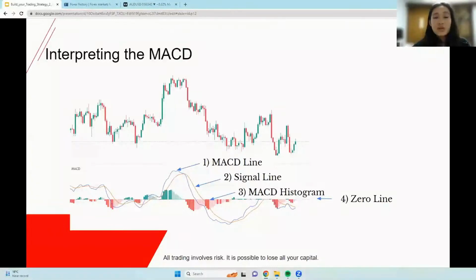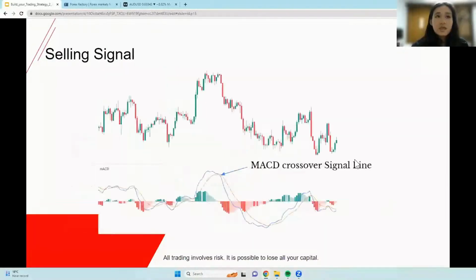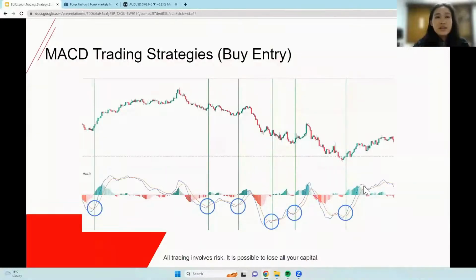So here are the points that I was talking about earlier. You can see the MACD line is the blue line, the signal line is the orange line, and the histogram is the red and green areas. And of course, the zero line is just over here. So the selling signal occurs when the MACD crosses over the signal line, and as you can see over here, it's also when our histogram is red. Okay, and yeah, so this is one of the trading strategies.